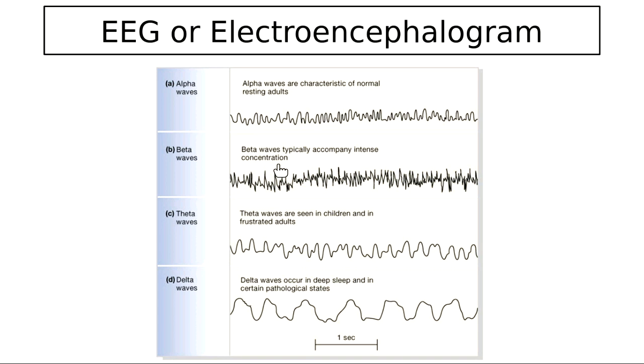The beta waves typically accompany intense concentration, like when you're studying or taking a test and your mental activity is higher. You're trying to figure something out, you have a greater mental activity, and so there's more waves per second in brain activity. Theta waves in children and frustrated adults. So when you're really frustrated, you see the brain activity is slowed down a little bit. Not as many waves or peaks per second.